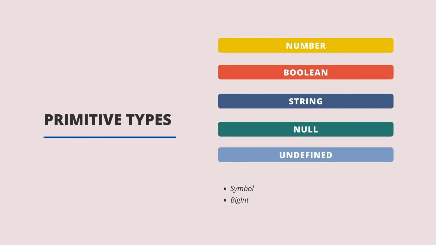Number, so how we represent numerical values. Boolean, true or false. String, which is a set of characters. Null, and undefined. There are also symbol and big int. These aren't as common and are a bit more advanced topics, so they're out of the scope of this course.